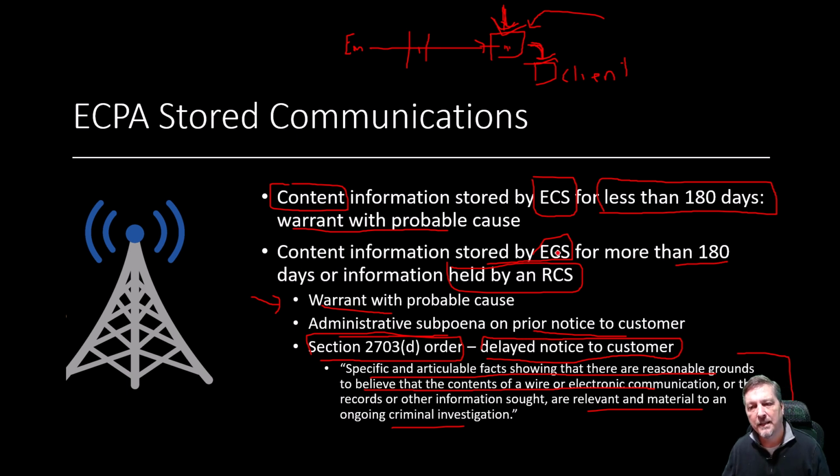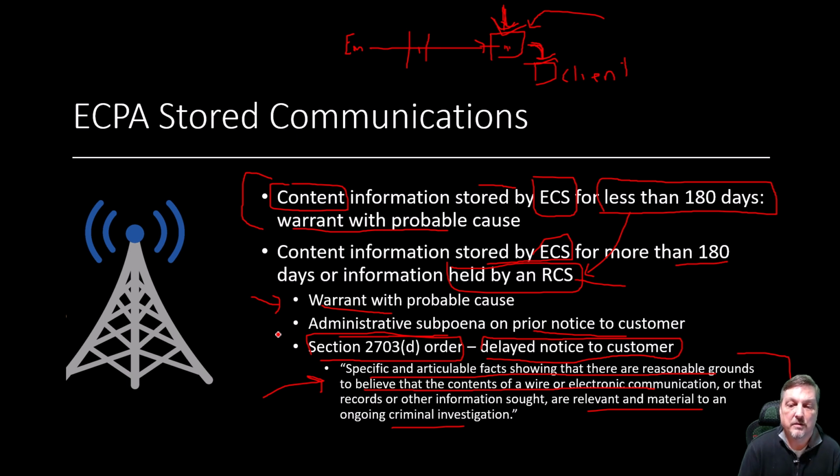Now I said earlier, the differences in these definitions have caused some question about some litigation, right? So notice content information for an ECS less than 180 days needs a warrant with probable cause, and then you have this distinction for an RCS. So what does that mean? And when can you use it? So for an RCS, it could be information held less than 180 days.